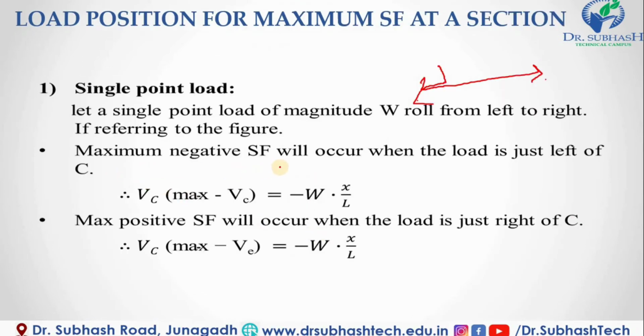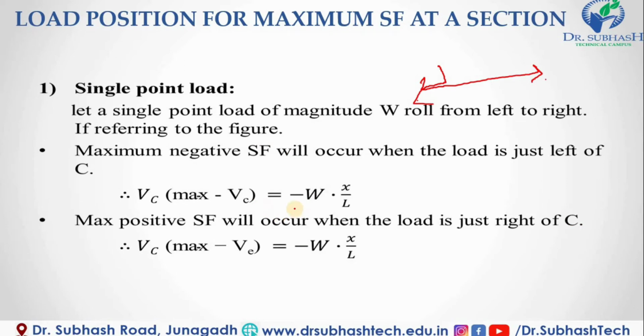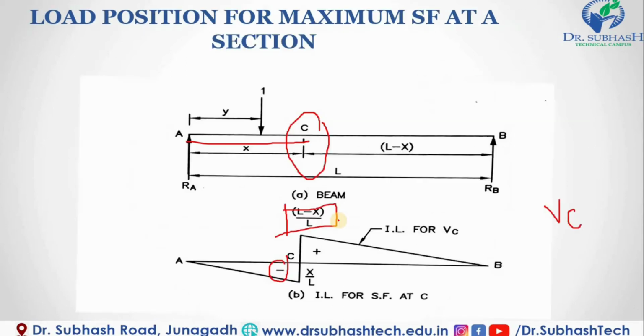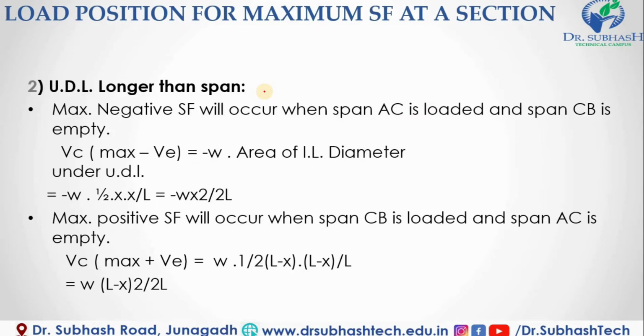Now the maximum negative shear force will occur when the load is just left of C. Where it should be a negative effect, the unit load moves in portion AC, that is the left hand side of the section, and at that time it creates the negative effect. Then what should the intensity be? Minus W into X by L, because we already calculated the ordinate of X by L and it is minus. Just put in the intensity of this load, and you find the maximum negative value of shear force at C. These are the calculations to find the maximum negative shear force in a particular beam.